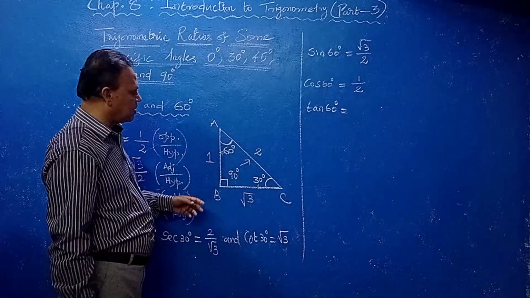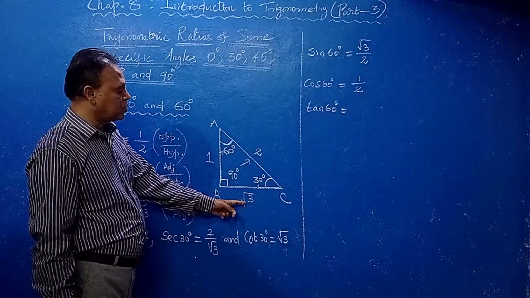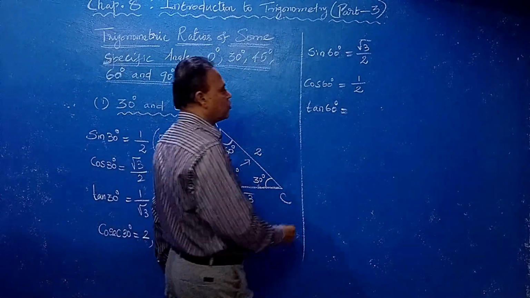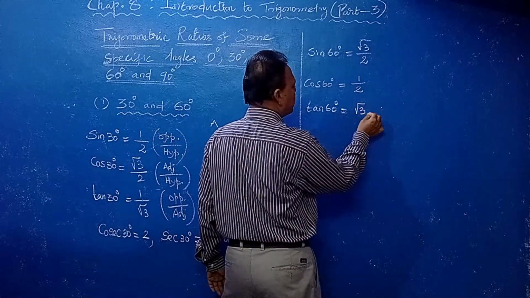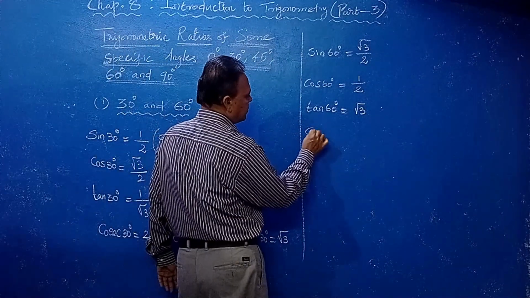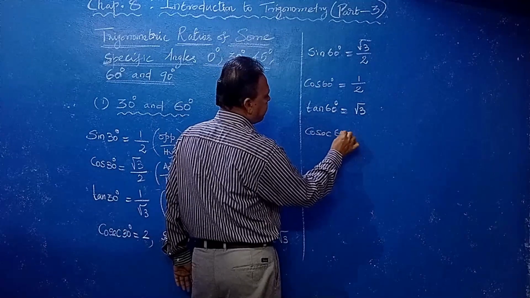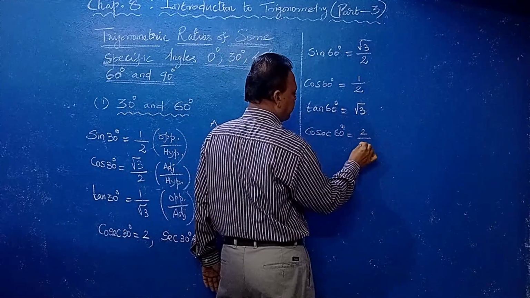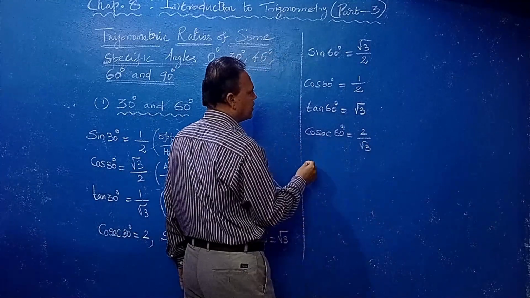Next is tan 60, which is opposite side by adjacent side. That is root 3 by 1, which is root 3. Next cosec 60, just the reciprocal, that is 2 by root 3. Next sec.